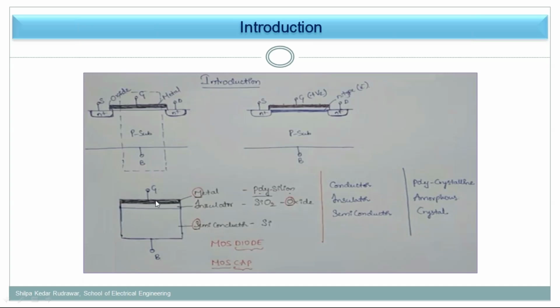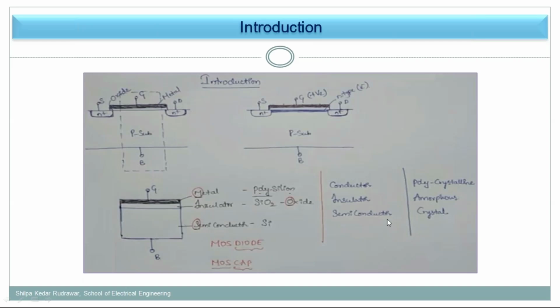Here, this metal, which was previously aluminium, we are now using polysilicon. Polysilicon is a conductor and it is a polycrystalline material. Second, you are able to see the insulator. Which type of insulator have we used here? SiO2, silicon dioxide. Here the SiO2 material is the insulator, and it is an amorphous material.